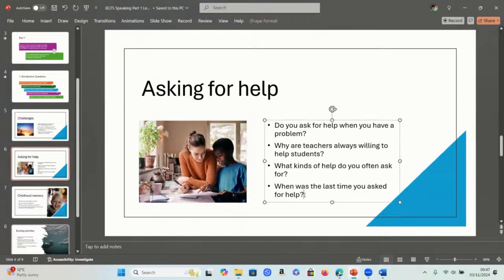Looking down at the bottom here, when was the last time you asked for help? So this one is testing your past simple. You cannot use present perfect in that, but you can still use the sentence stems. So when was the last time? Well, the last time that comes to my mind is, or the first one that comes to mind is when I was a child, about 5 years old. You just use the same sentence frames. You use joining words. You just can't use present perfect, unless you introduce it elsewhere.